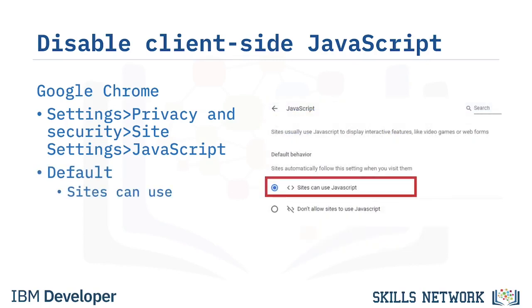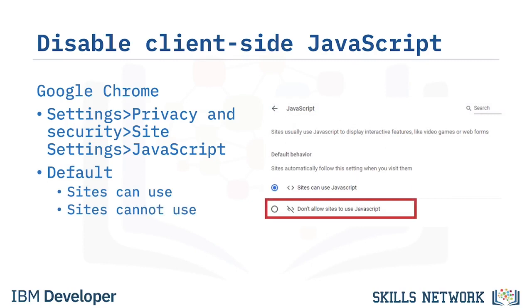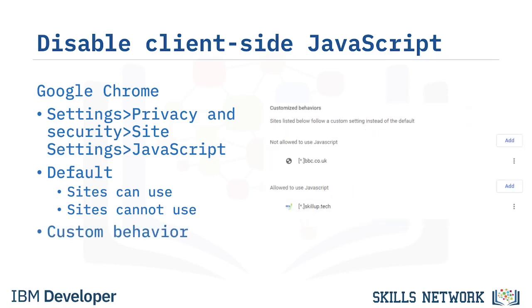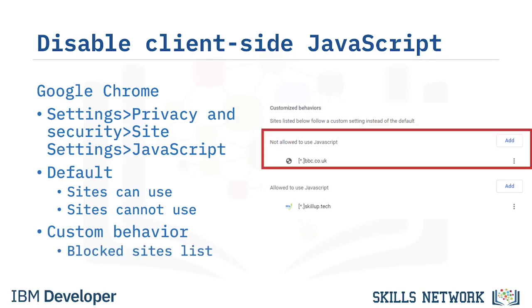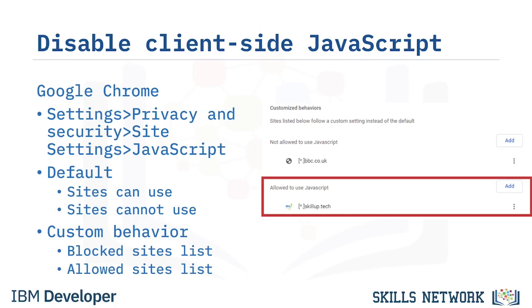Here, you can set the default behavior to either allow all sites to run JavaScript or to not allow any sites to run JavaScript. The default for this setting is to allow all sites to run JavaScript. If you want to set a custom behavior for some sites, you can either block specific sites from running JavaScript scripts, or you can allow specific sites to run them. As before, you can use the syntax square bracket asterisk dot square bracket in front of the domain name to include all subdomains as well.